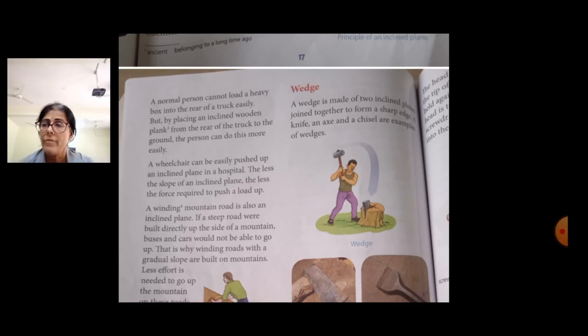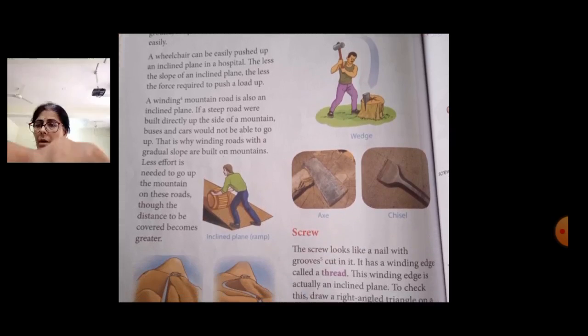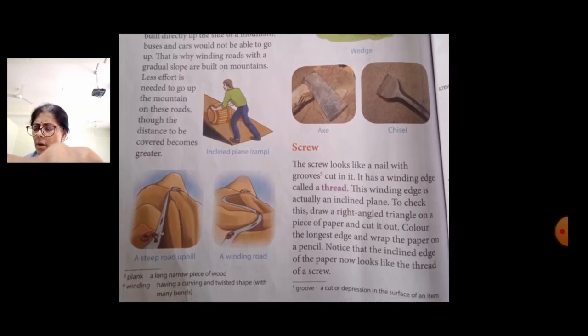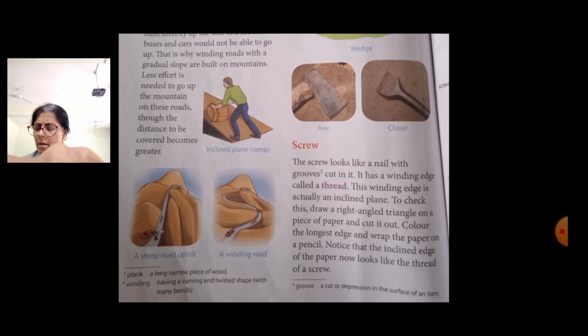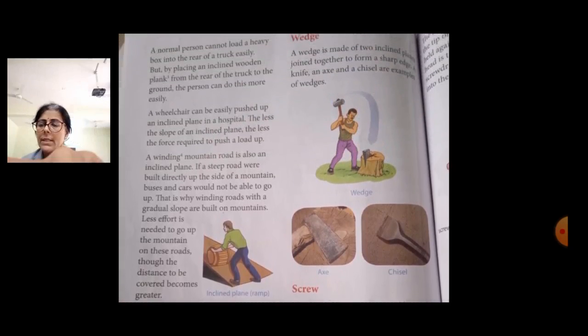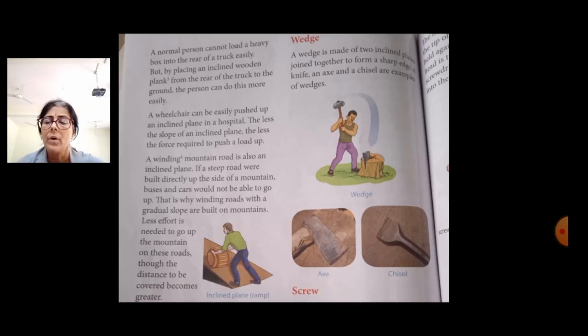Now what are wedges? Here you can see in the picture on page number 18, steep road up the hill and here the winding road, right? Now wedges. A wedge is made up of two inclined planes joined together to form a sharp edge. A knife and an axe, and the chisels are examples of wedges.